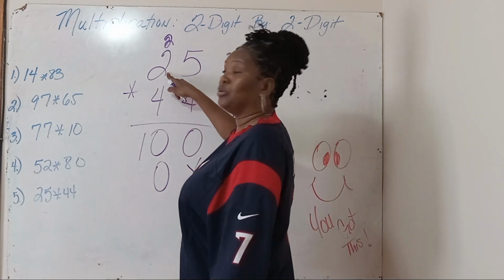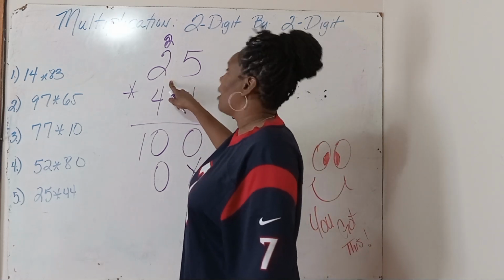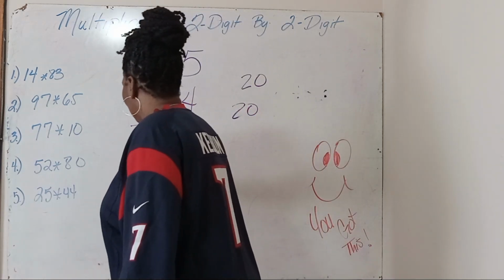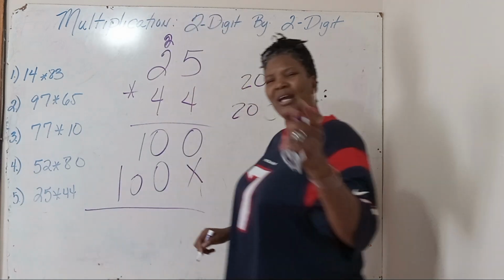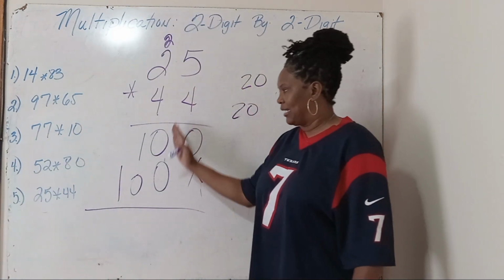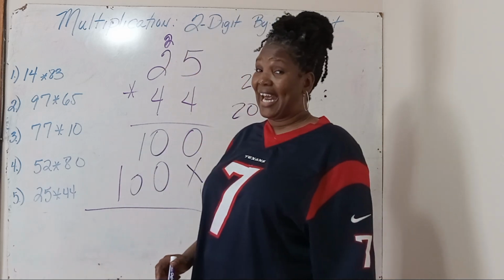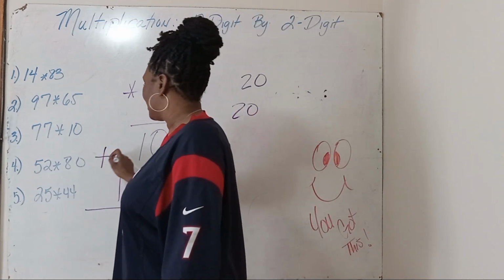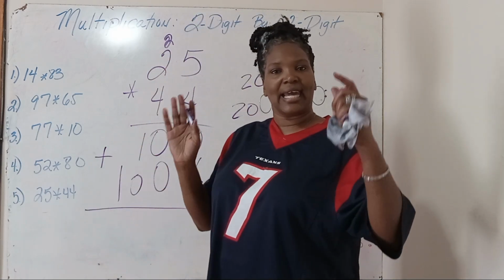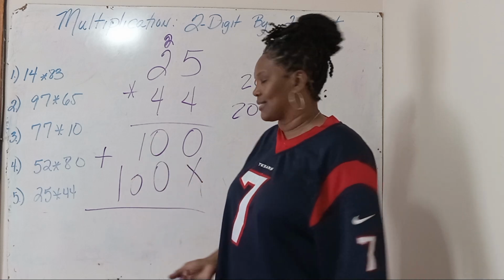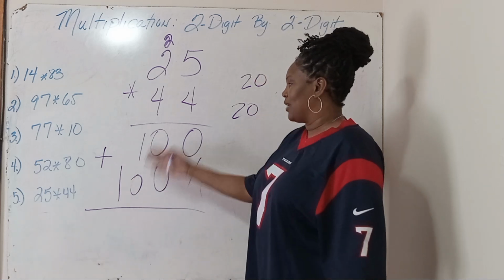4 times 2 is 8. Plus 2 is 10. Oh, and do y'all notice that I keep my numbers lined up? I do that so that I can add easier. It's all about keeping everything nice and neat so you can get the right answer. All right? So now we're adding.